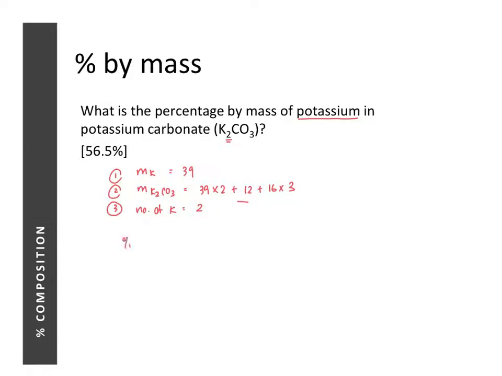Alright, so percentage by mass of potassium will be equal to 2 times 39 divided by the total mass of potassium carbonate, times 100%, and that will give us a value of 56.5%.